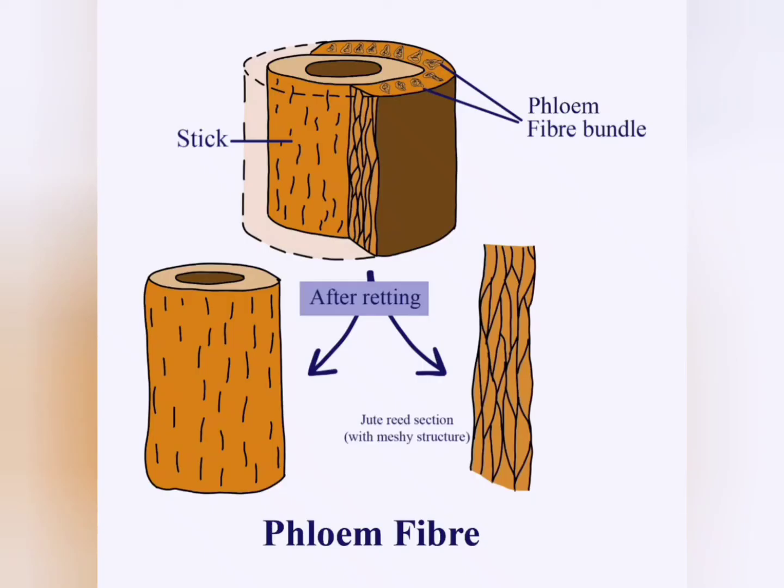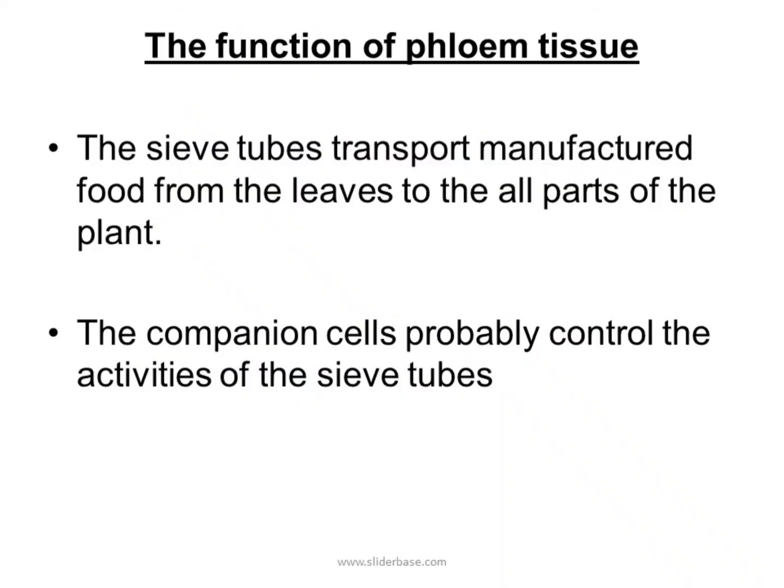Now, phloem fibers. These are the only non-living components of phloem. Phloem fibers are thick-walled, elongated, spindle-shaped dead cells which possess a narrow lumen. And phloem parenchyma is also present. Cells of parenchyma are thin-walled.